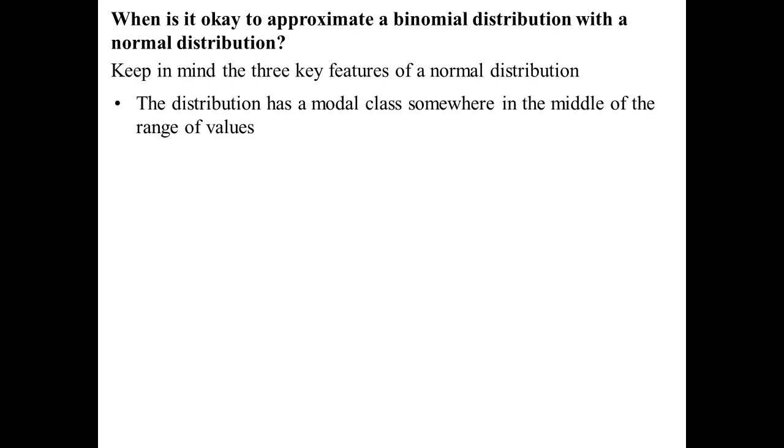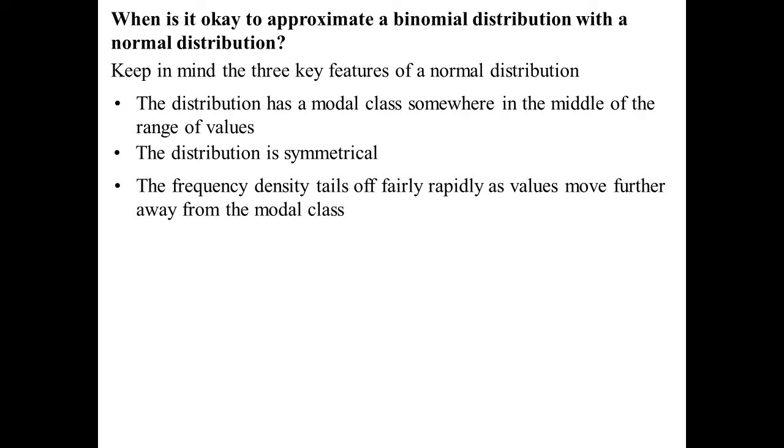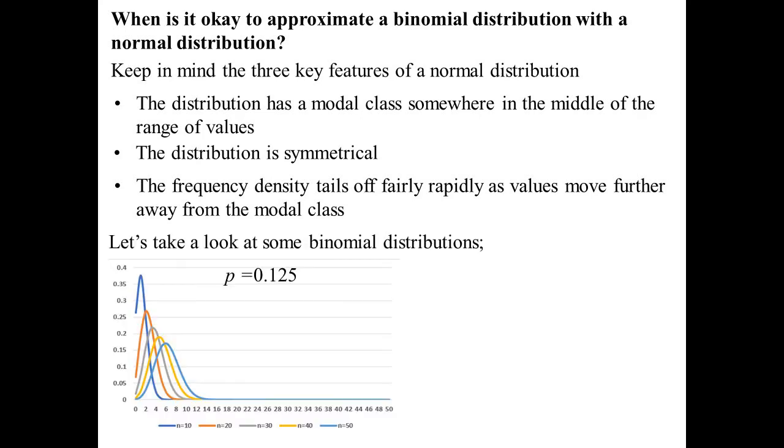There were three key things that I looked at when I looked at the curve. The mode, we want to be somewhere in the middle of the data. We want it to look symmetrical, and we want to see that tailing off, so we get that classic bell-shaped curve. That's what we're looking for. I'm now going to bring up some different binomial distributions. Here's one where the probability of success is 0.125, and the different curves I've drawn were for different numbers of times we did the trial.